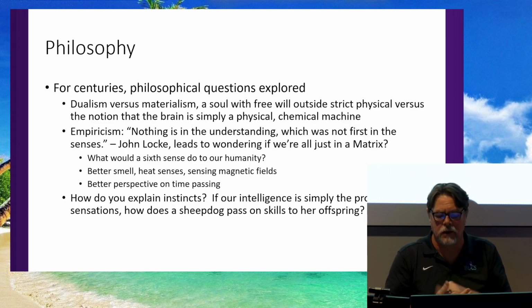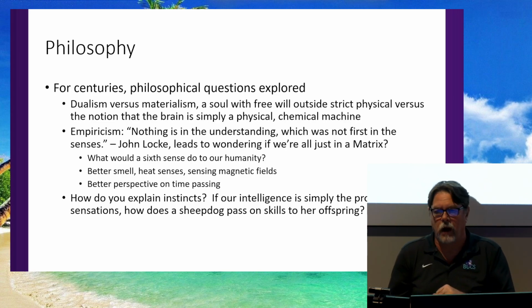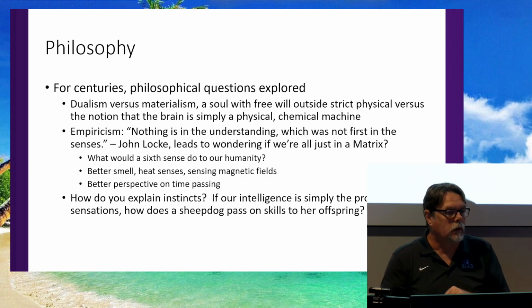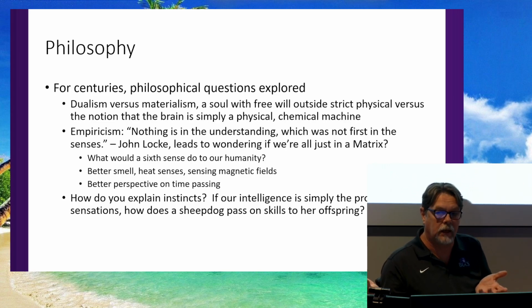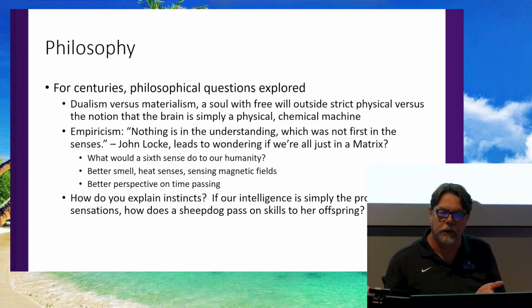And then the other thing is, if we are just a product of our senses and our experiences and our environment, how do you explain it when a really good sheepdog has a litter of puppies, and inexplicably those puppies already know how to do a bunch of stuff while they're sitting there in their mama's belly? They've never seen a cow, they've never seen a sheep, they don't know what they are until they pop out. But isn't it interesting how they already automatically know how to herd things and get them to go where they want them to with their body language?